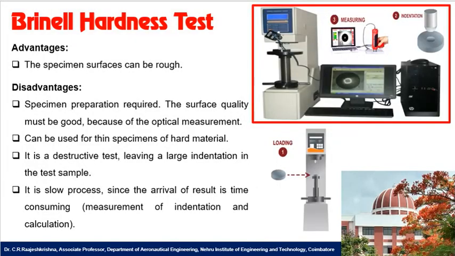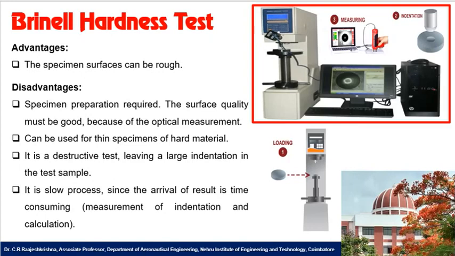So coming to the merits and demerits of Brinell hardness. The advantage is that we can measure the hardness on a rough surface also. The disadvantage is the sample preparation, because it needs more time, and also the time in the optical measurement. We cannot get a direct reading, so you are making some calculations. So this hardness test has some demerits.